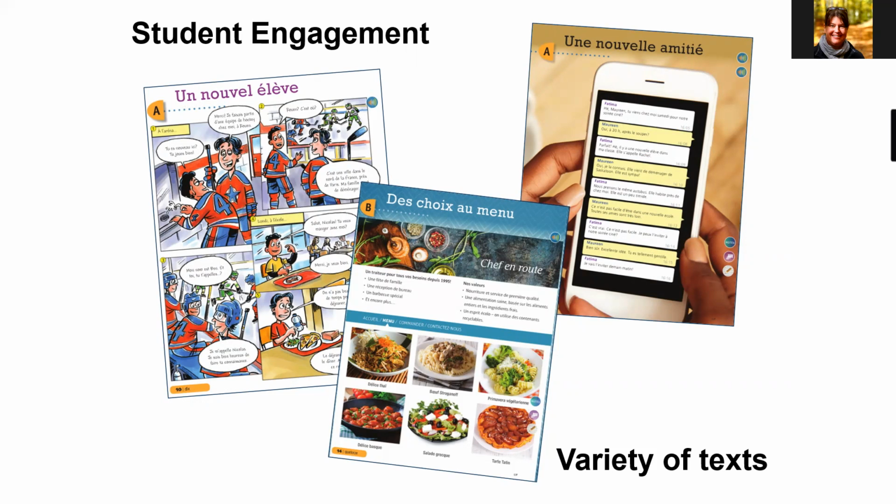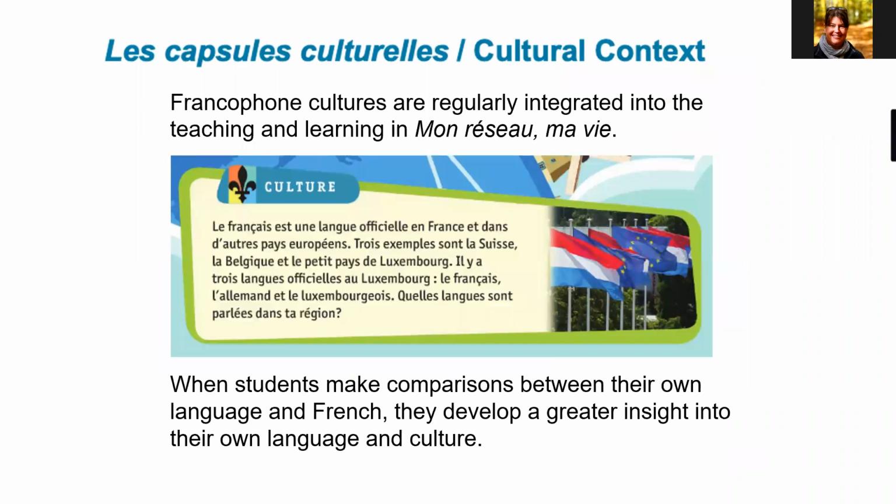So this slide just shows you a very small sample of the variety of texts that you will see as part of the program. So we're showing you a graphic text, an authentic menu from a restaurant, and a text messaging, cell phone text messaging. So students will be given opportunities throughout the program to demonstrate an appreciation and an understanding of Francophone cultures, and also to make connections to their own culture and their own community in which they live.